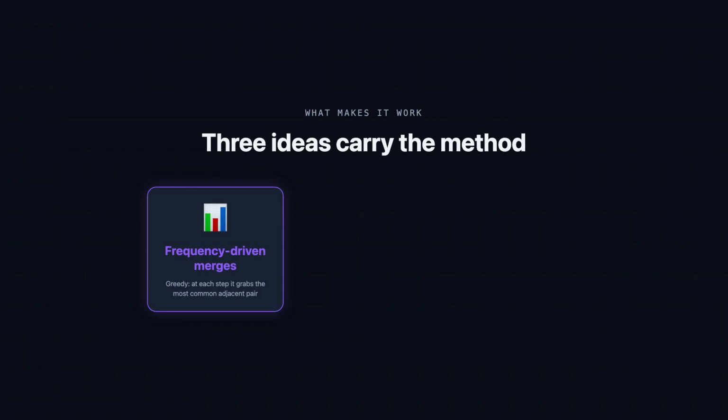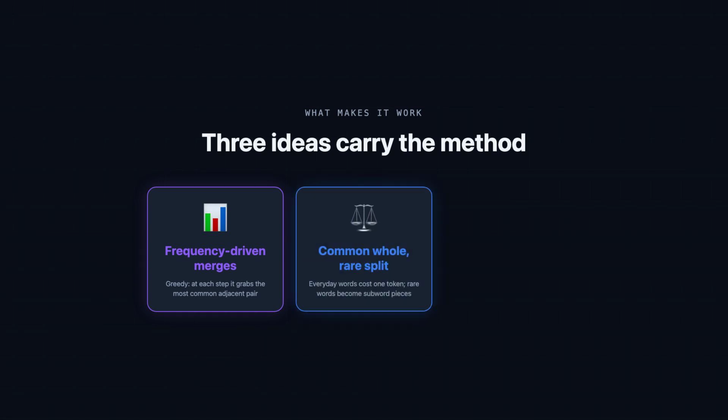Strip it down and three ideas carry the whole method. Frequency drives the merges. The algorithm is greedy and dead simple. At each step it just grabs the most common adjacent pair, so the vocabulary you end up with is shaped entirely by what actually appears in the training text. Common words stay whole, rare words break apart. That balance is the payoff.